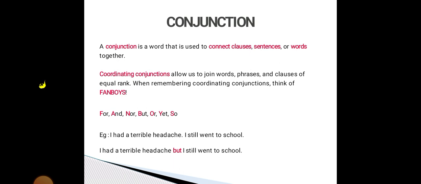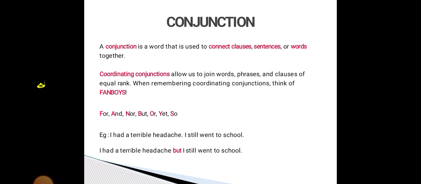Next we can see about conjunction. What is a conjunction? A conjunction is a word that is used to connect clauses, sentences, or words together. Conjunction is nothing but connecting two words or connecting two sentences by using some conjunctions.